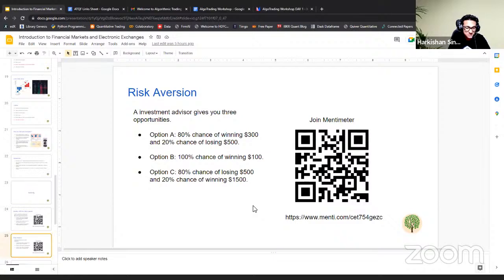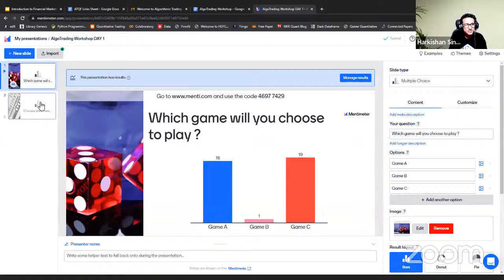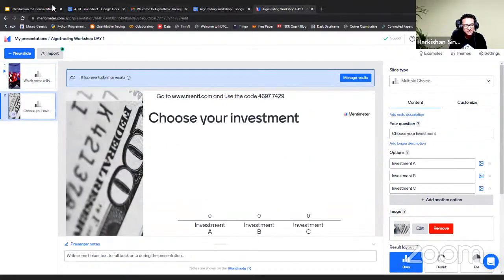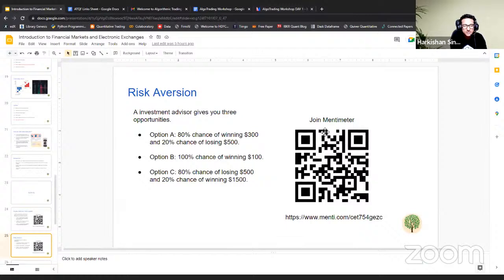So it's about risk aversion. You're given 3 investment opportunities. Suppose an investment advisor approaches you and says, I'll give you 3 investment opportunities. Option A, there's an 80% chance of winning $300 and a 20% chance of losing $500. Option B, there is a 100% chance of winning $100. You'll win no matter what.